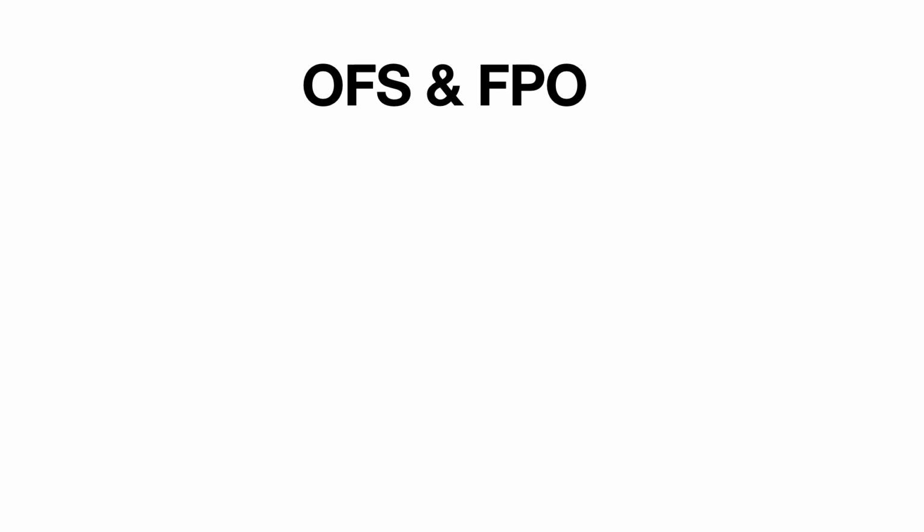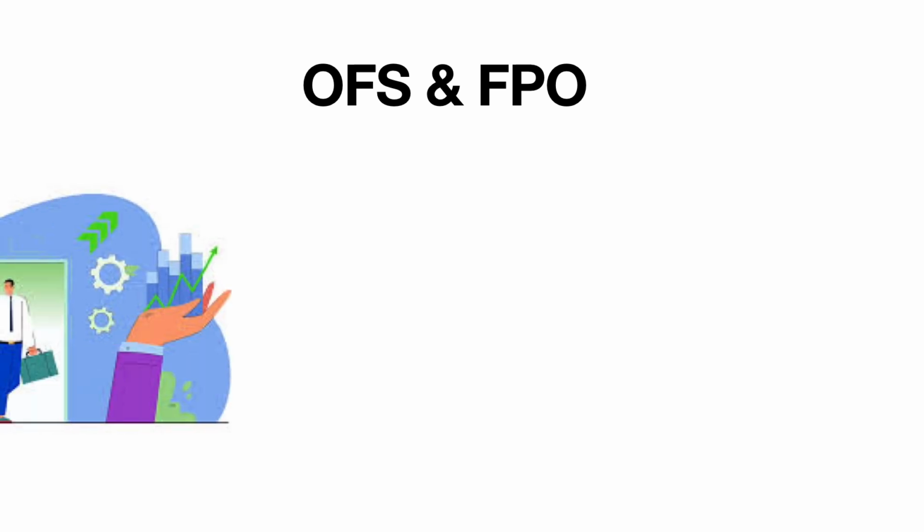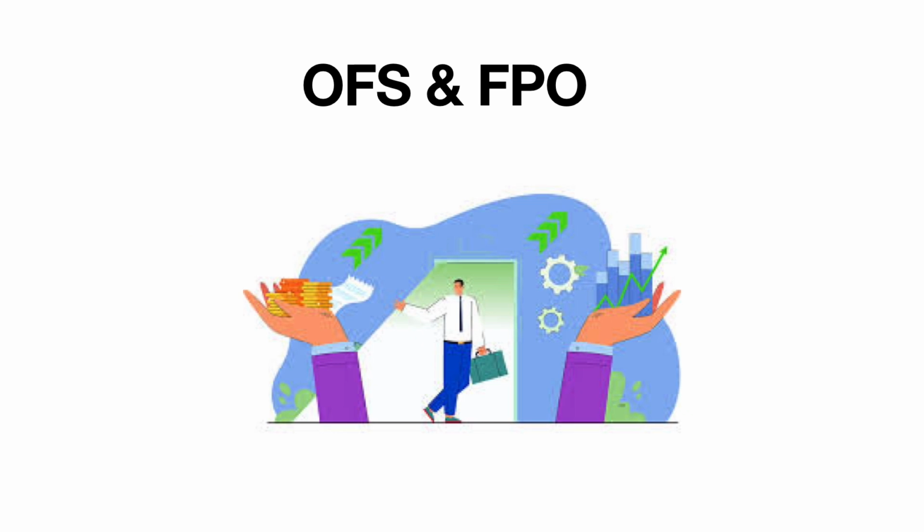OFS and IPO. In the secondary market, promoters of the company might still want additional capital, for which there are three options available: rights issue, offer for sale, and follow-on public offer. We have already covered the concept of rights issue in previous videos.